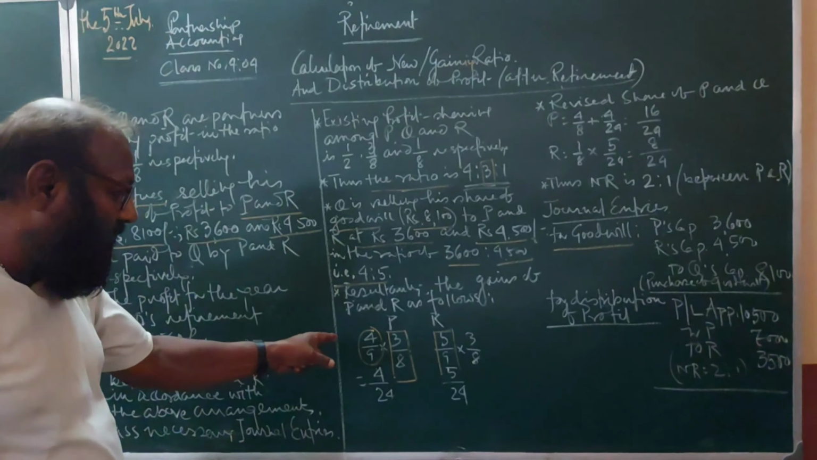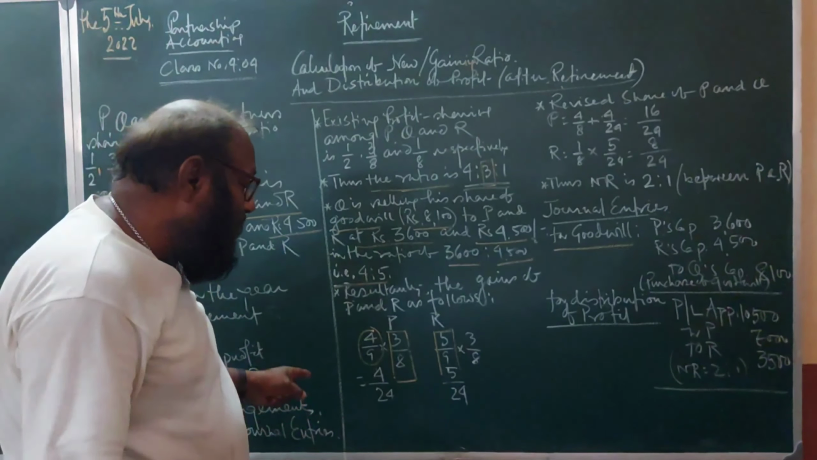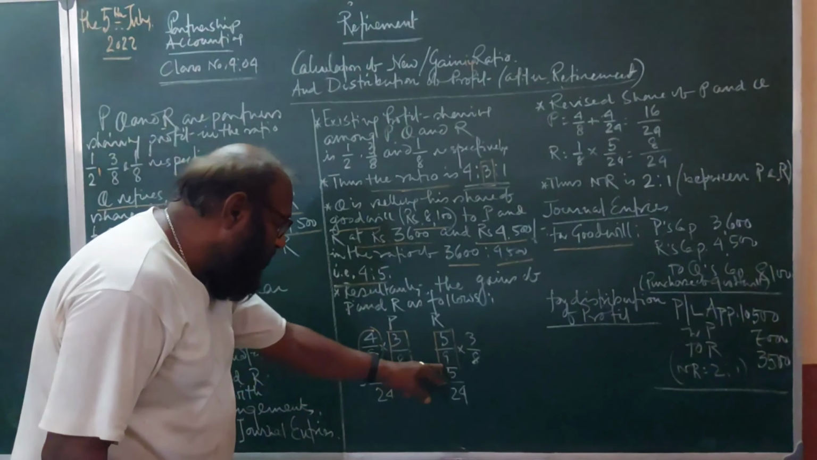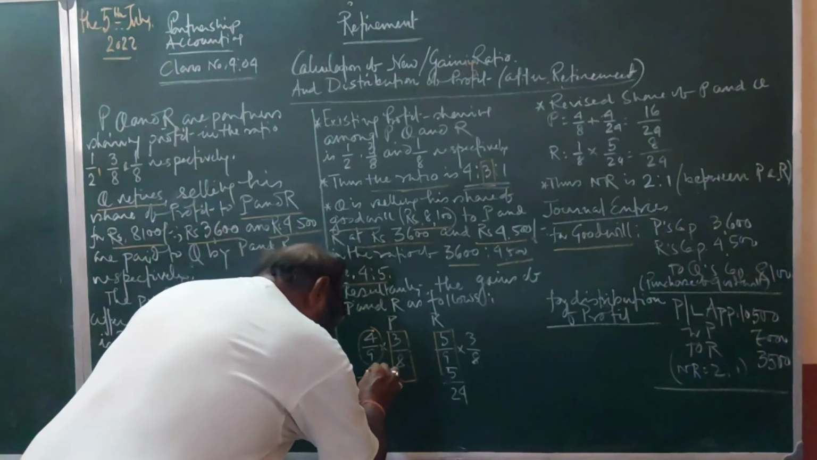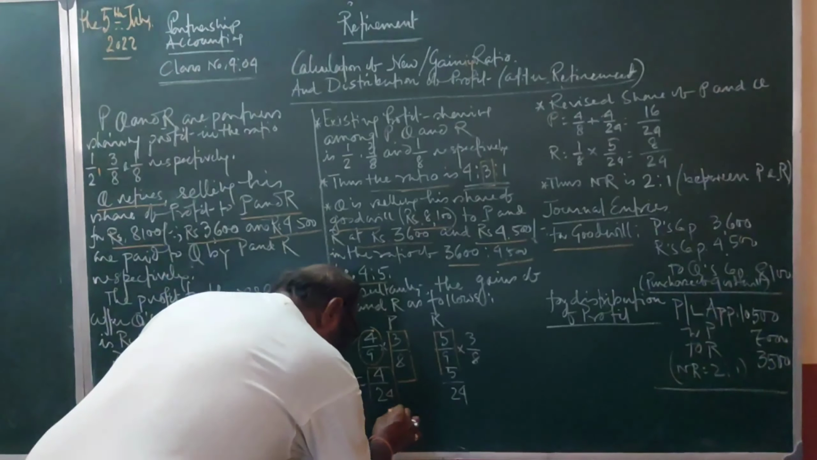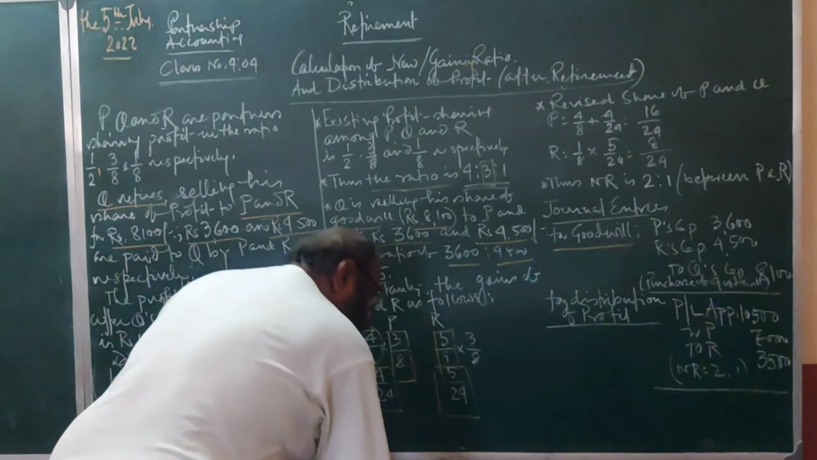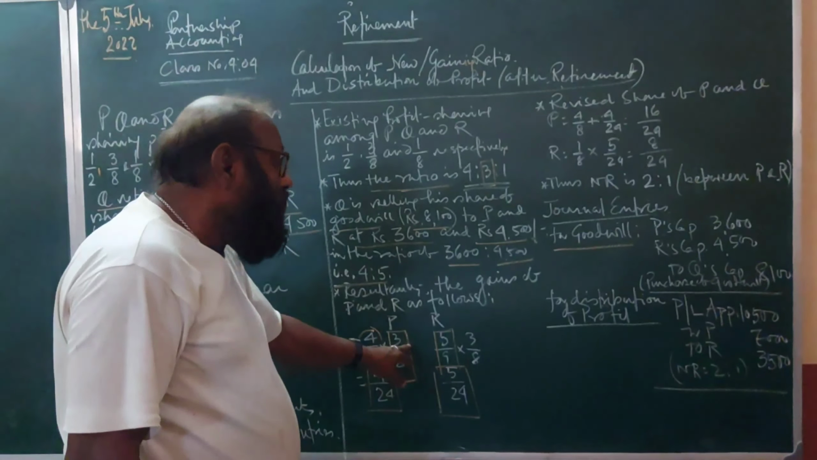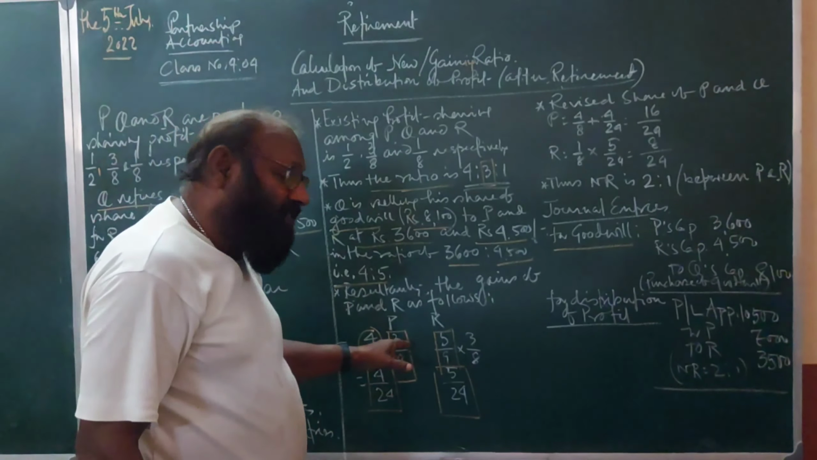Now, this 3/8 of Q is being taken over by Mr. P at 4/9 and by Mr. R at 5/9. Clear? Now, this is the gain of Mr. P and this is the gain of Mr. R. Clear? So, how have you found out? There is the share of Mr. Q in the business, 3/8.